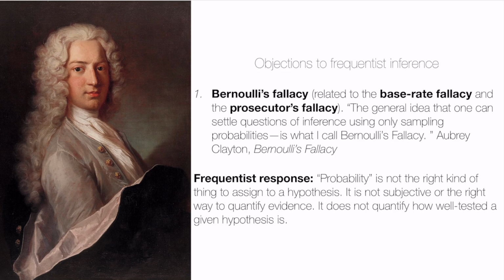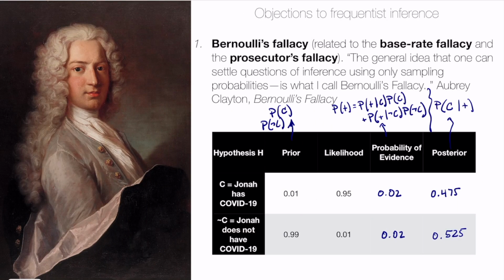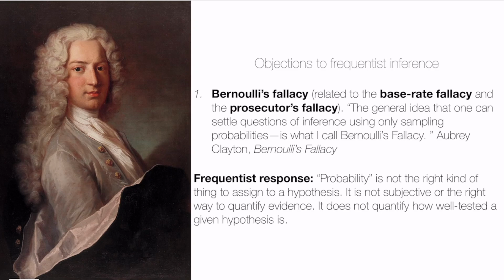So the frequentist response to Bernoulli's fallacy is basically that probability is not the right kind of thing to assign to a hypothesis. The frequentist says this move right here of assigning probability values to this specific hypothesis that Jonah has COVID-19 is not appropriate. This is a single case. It's not the sort of thing that can be repeated. It's not the sort of thing that's probabilistic. Jonah either has COVID or doesn't. So assigning a prior is inappropriate, and then moving through and assigning a posterior is also inappropriate. It's not something that you should assign probabilities to because the probability is either 0 or 1, these extreme cases. And they want to block the idea of using probability as meaning something subjective or the right way to quantify evidence.